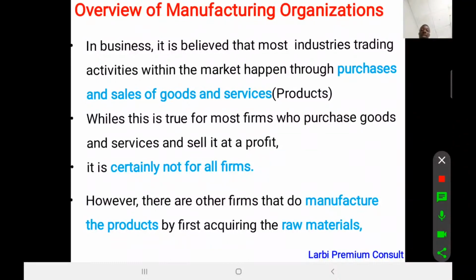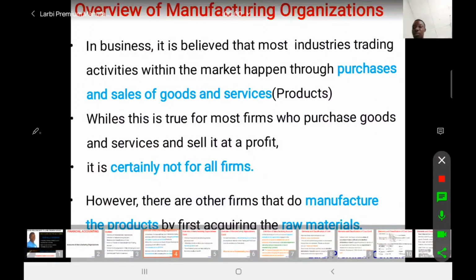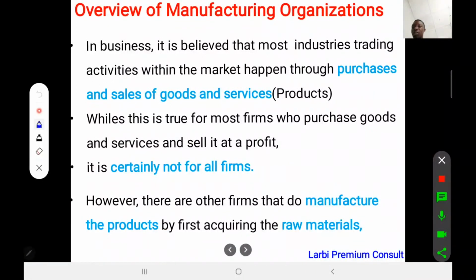However, there are other firms that do manufacture the product by first acquiring raw materials. Take note of this: by first acquiring raw materials.